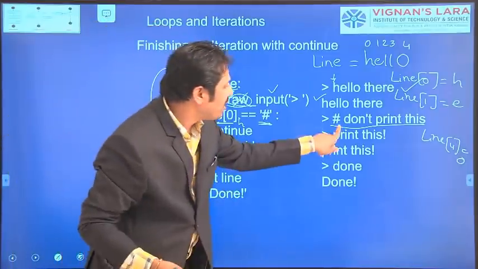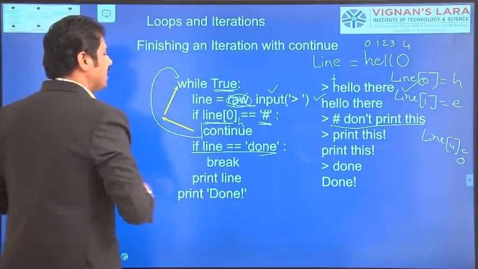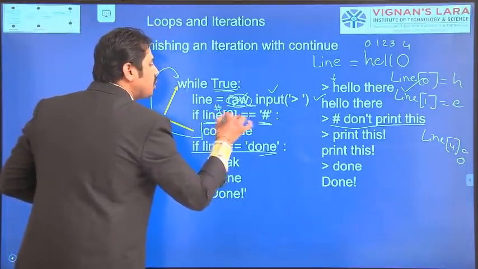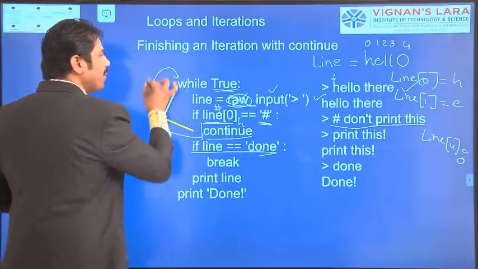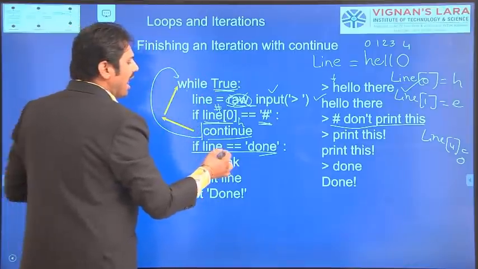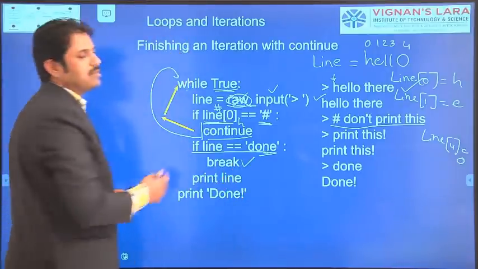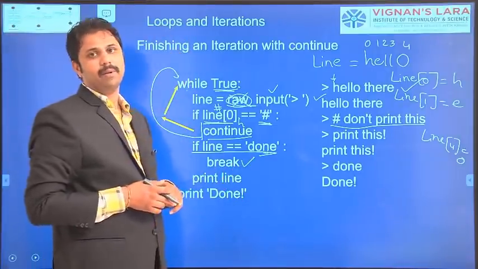Here, let us observe what the first character is. Line of 0 is hash. Yes, it is hash. Hash equals hash, so it is going to continue. Okay. So, line equals done, it is going to break. It performs break, similar to the previous example.